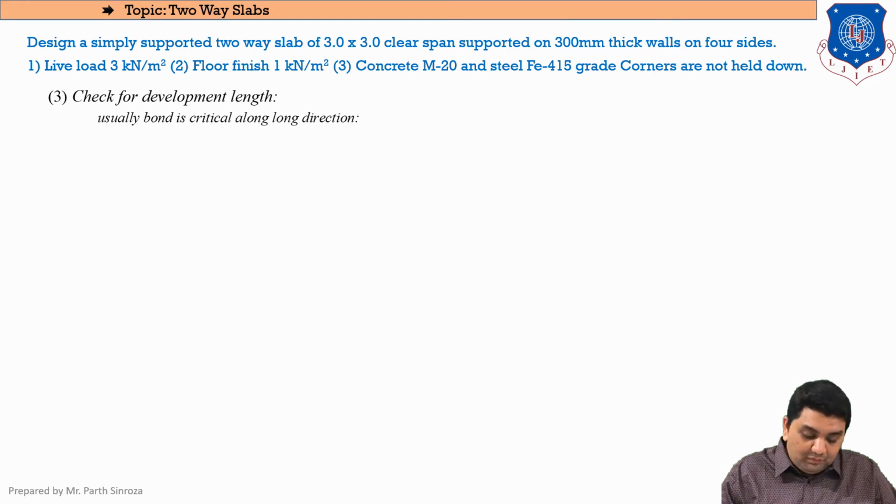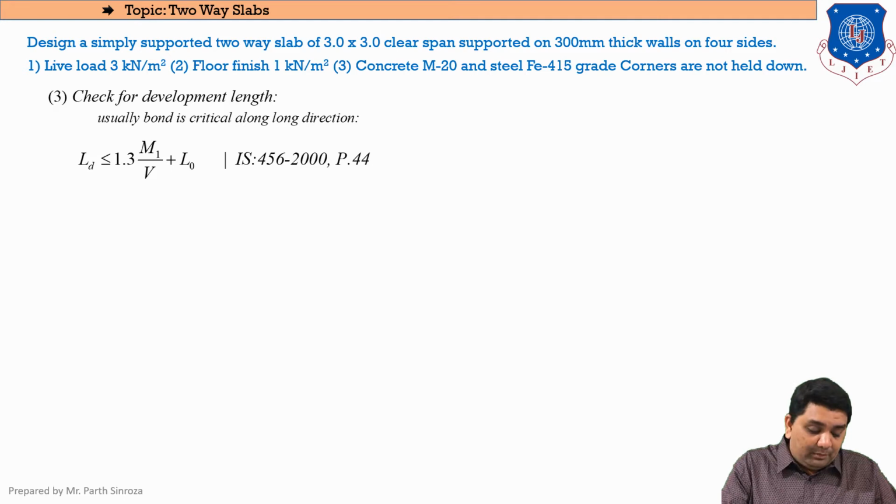Okay, so moving further, the equation that we'll be using is LD, that is development length, should be less than or equal to 1.3 M1 by V plus L0. From page number 44 we will be getting it. We'll be using page number 44 and 42 in this check.